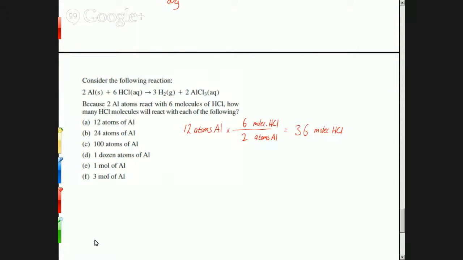And we can write that the same way. So we can go 3 moles of aluminum times the equation tells us there are 6 moles of HCl for every 2 moles of aluminum. If we evaluate that, that means we need 9 moles of HCl.